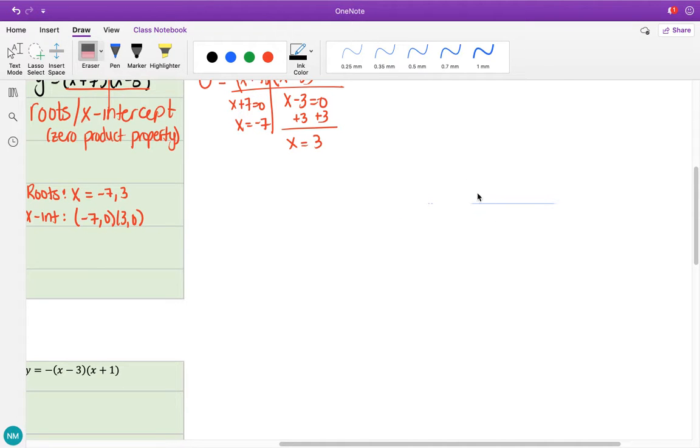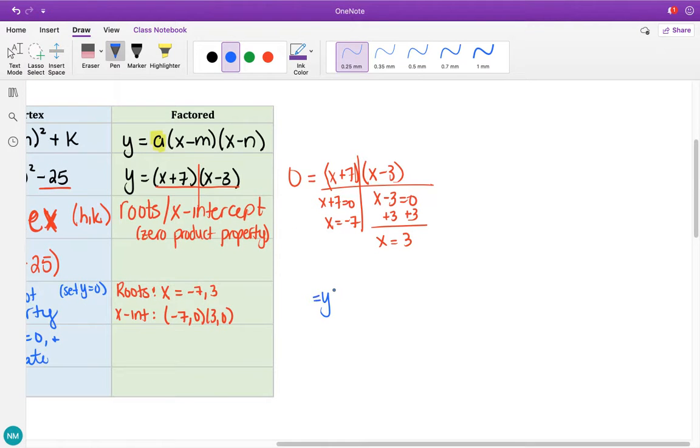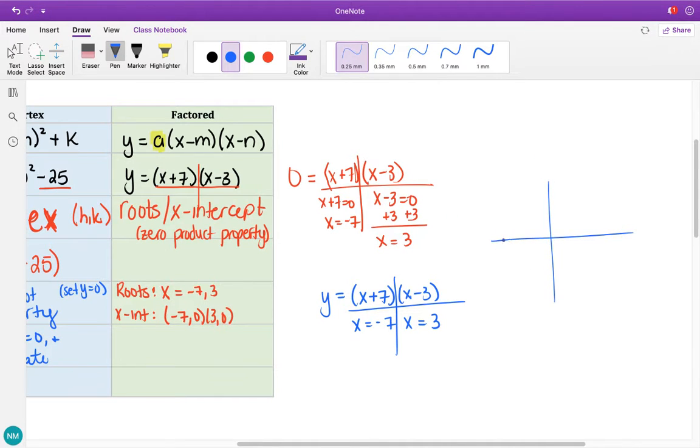All right, so if I have the same function, so y equals x plus 7 and then x minus 3. I found my x-intercepts, which are x equals negative 7 and x equals positive 3, meaning at negative 7 and positive 3, my function is concave up because a is positive. It looks something like this, right?